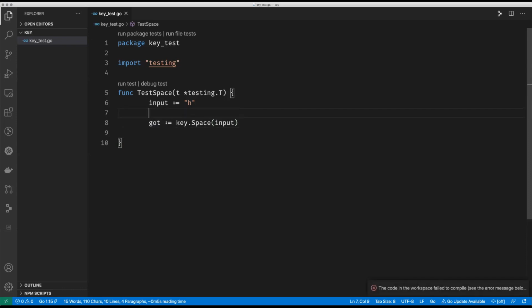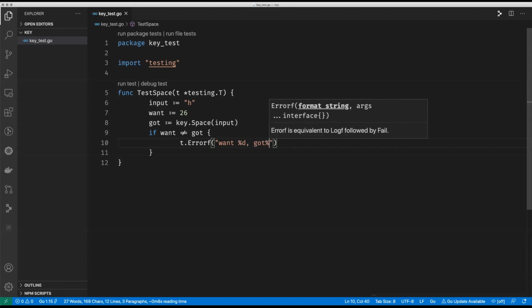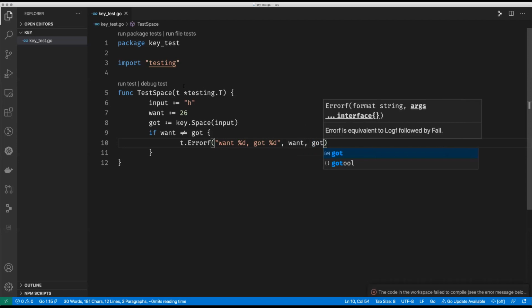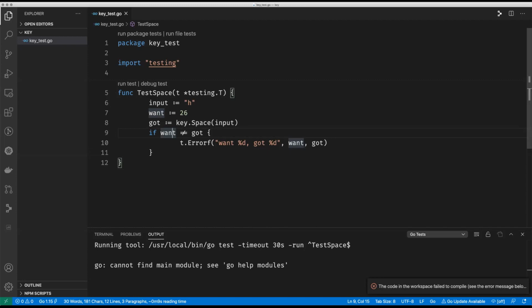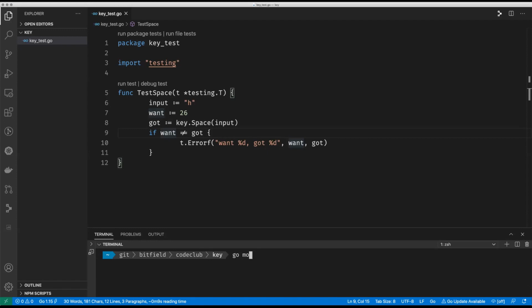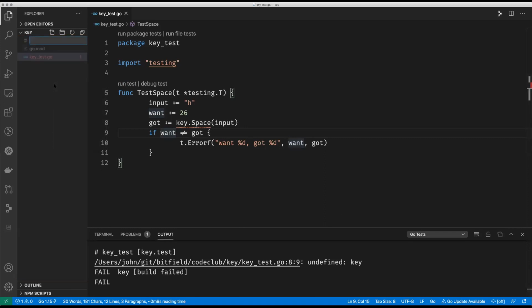So far so good. So what do we want? We said we want 26, right? Yeah. Okay. And now we know what to write here. This is standard. Okay, are we ready to run this test yet? Already, yeah. We can try, can't we? Yeah, cannot find main module. Okay, that's perfectly fine. Let's initialize the module. Let's call it key. Key package is undefined. Okay, let's define it.